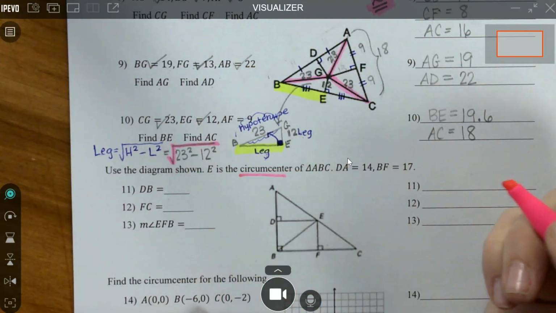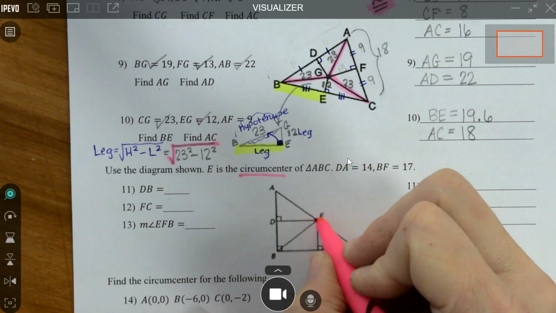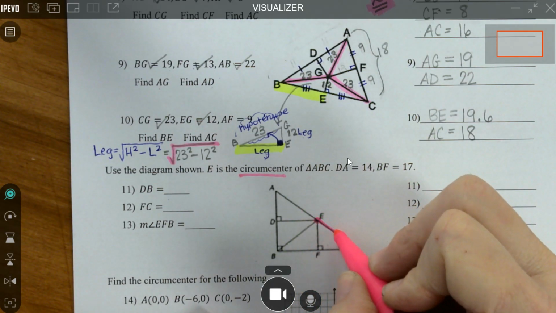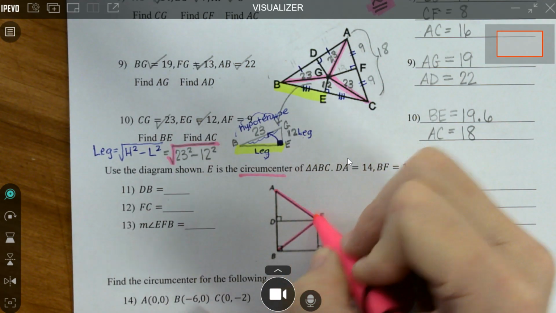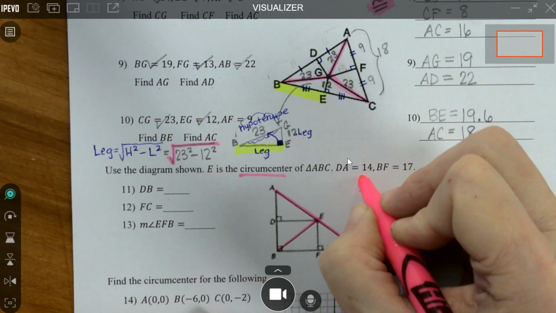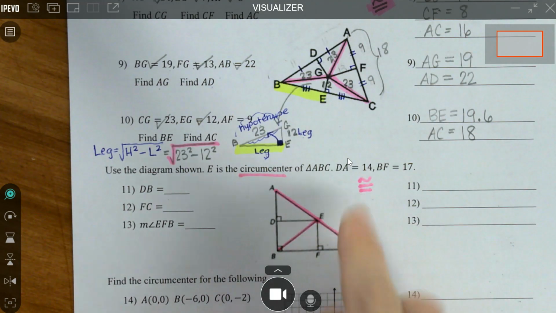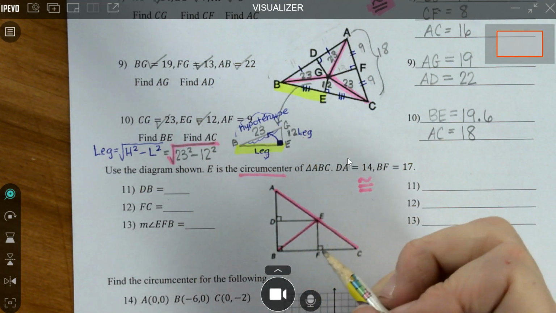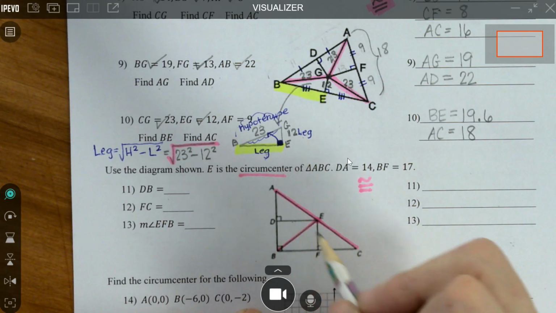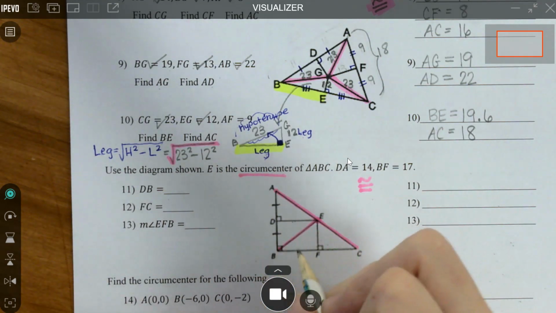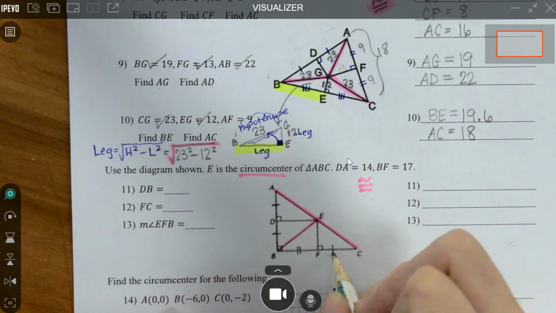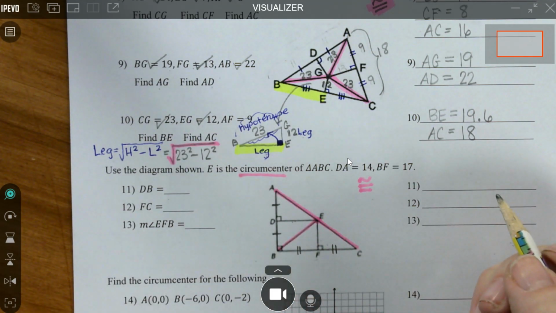Please remember that on circumcenter, from the circumcenter to the vertex is congruent. So all three of these pink lines are congruent lines. The perpendicular lines are not congruent at all, but they do split the sides in half. So I'm going to make these markings.